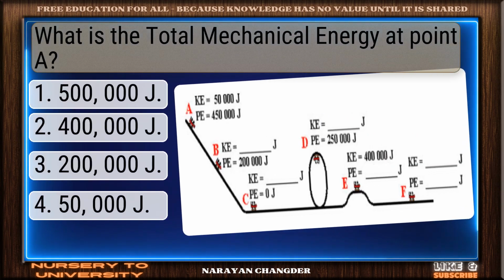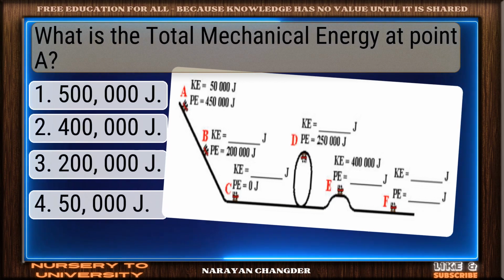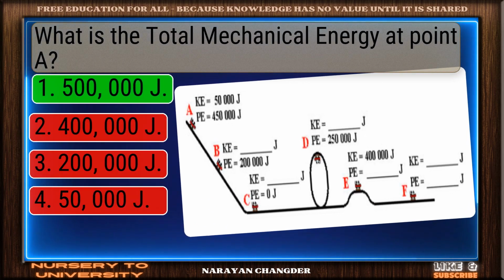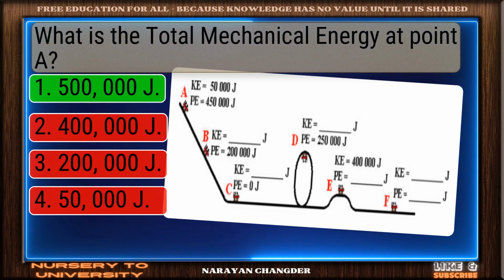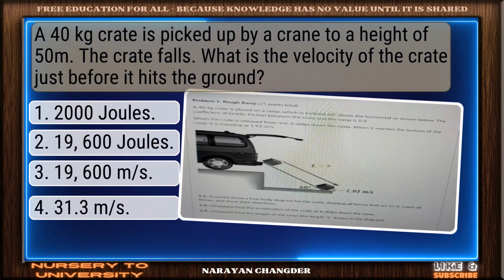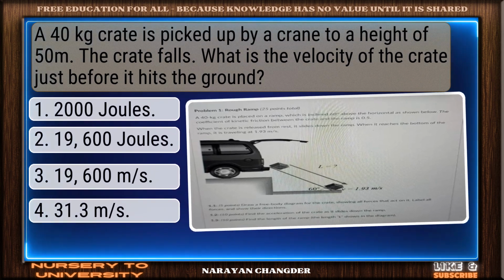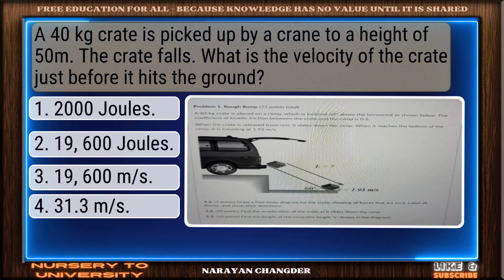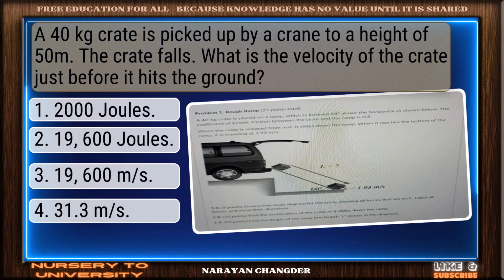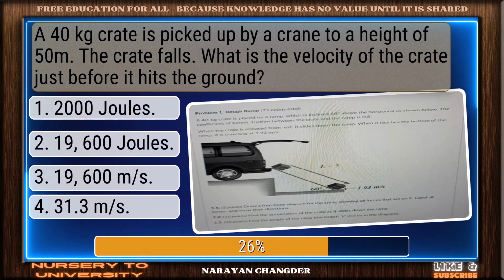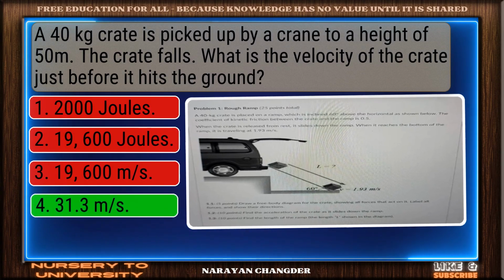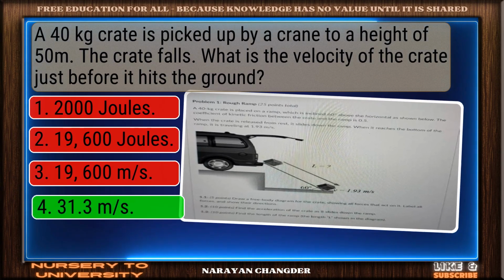Question number 14. What is the total mechanical energy at point A? Strong choice. 500,000 J is the right answer. Question number 15. A 40 kg crate is picked up by a crane to a height of 50 m. The crate falls. What is the velocity of the crate just before it hits the ground? Excellent. 31.3 m/s is a brilliant choice.